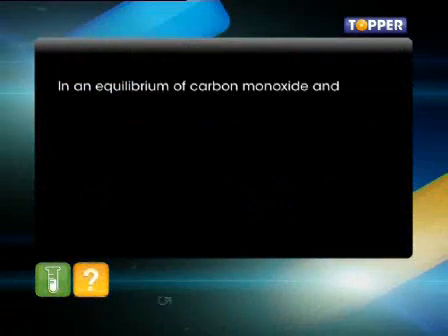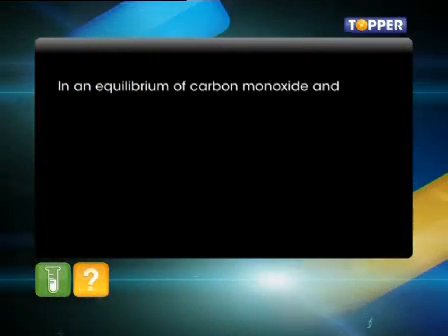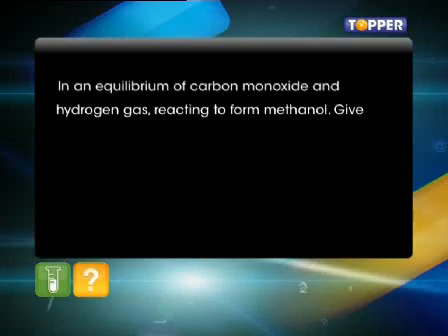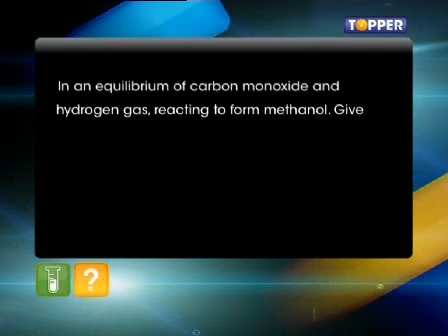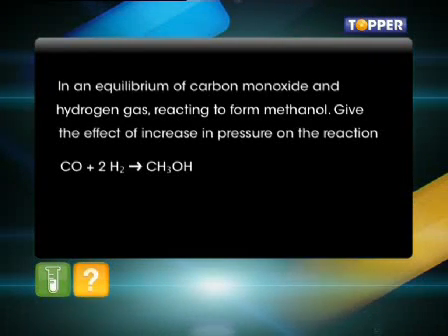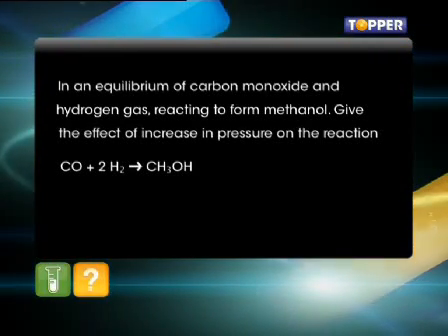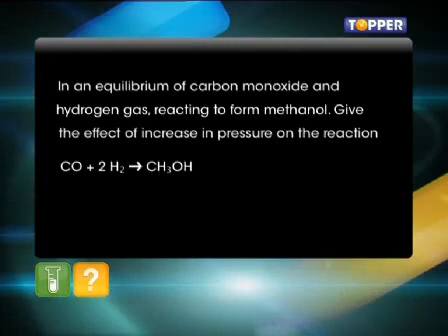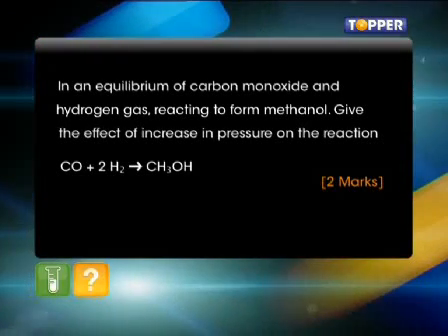Here is an example of another 2-mark question and also the correct way to answer it to score full marks for your efforts. The question is, in an equilibrium of carbon monoxide and hydrogen gas reacting to form methanol, give the effect of increase in pressure. CO plus 2H2 gives rise to CH3OH. This is a question of average difficulty and is worth 2 marks, as I mentioned earlier. Let us now take a look at how to answer it.